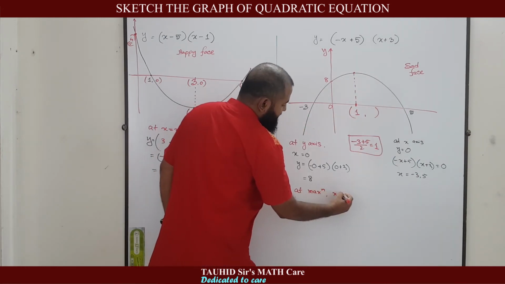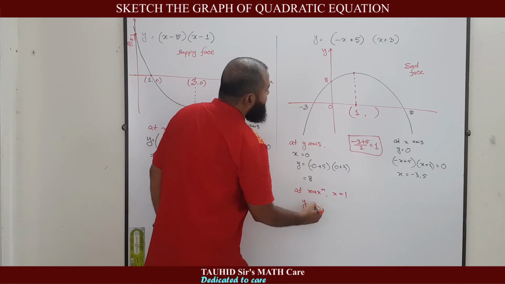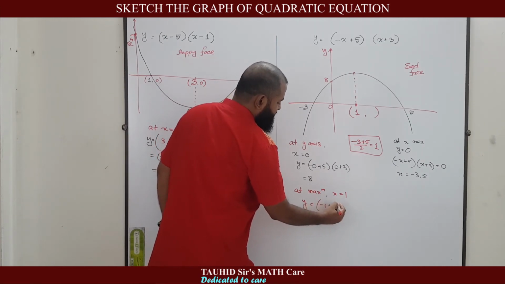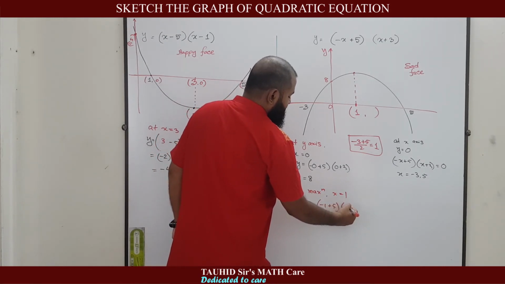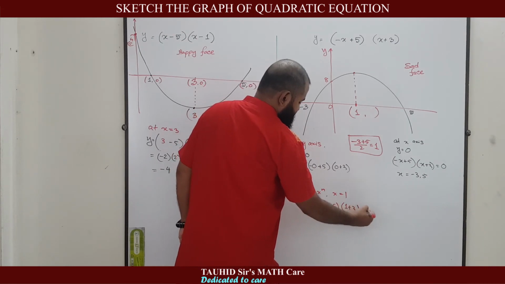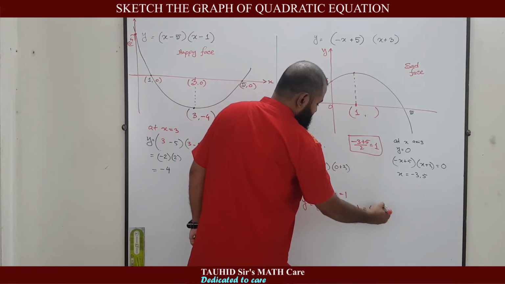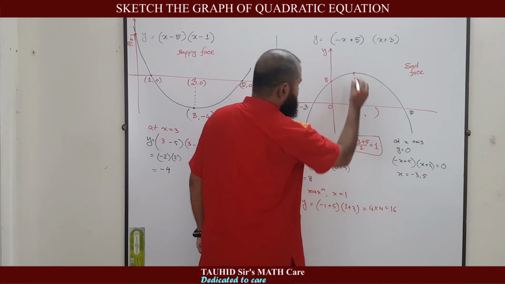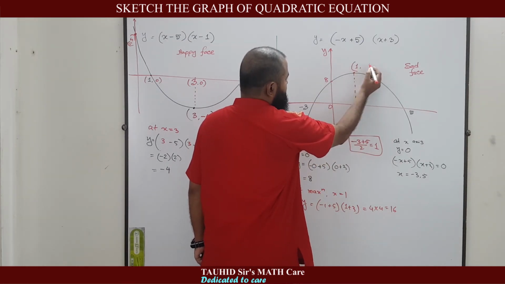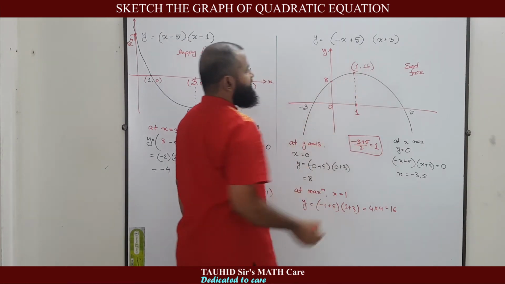At maximum, x equals 1, so y equal to minus (1 plus 5) multiplied by (1 plus 3). 4 multiplied by 4, that means 16. So the coordinate of the maximum point is (1, 16).